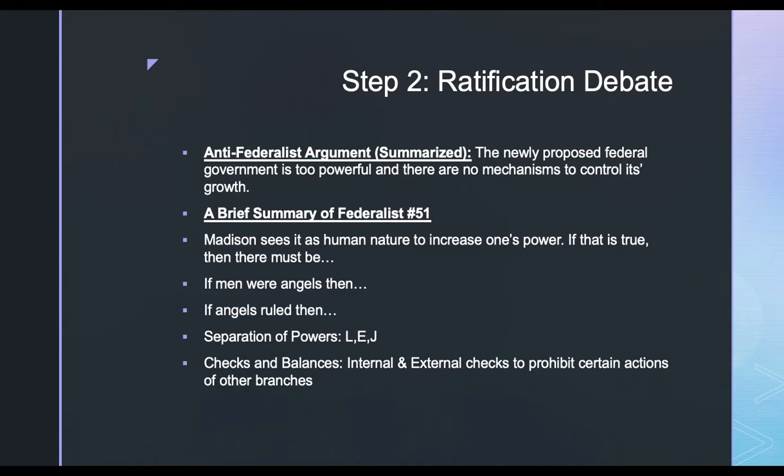And not only that, he begins to discuss this idea of checks and balances, how one branch can stop another branch from doing something, right? Like an internal check or an internal way to stop an action from taking place, or a safety net just in case one branch gets too powerful. So we want to go back to that Federalist 51.